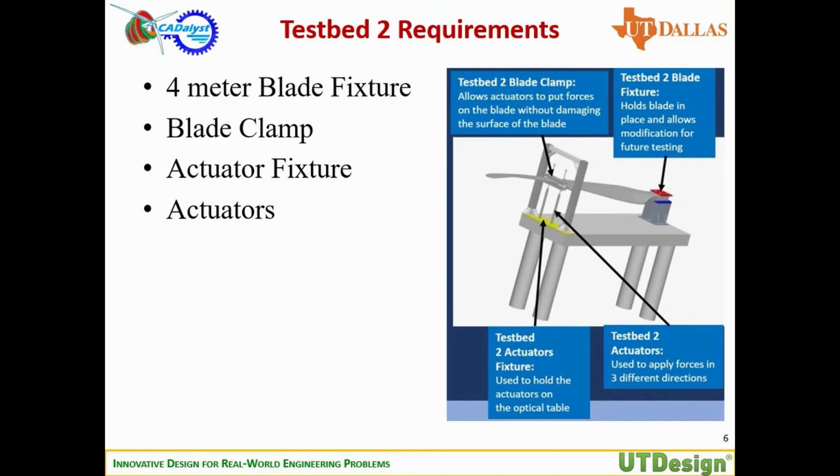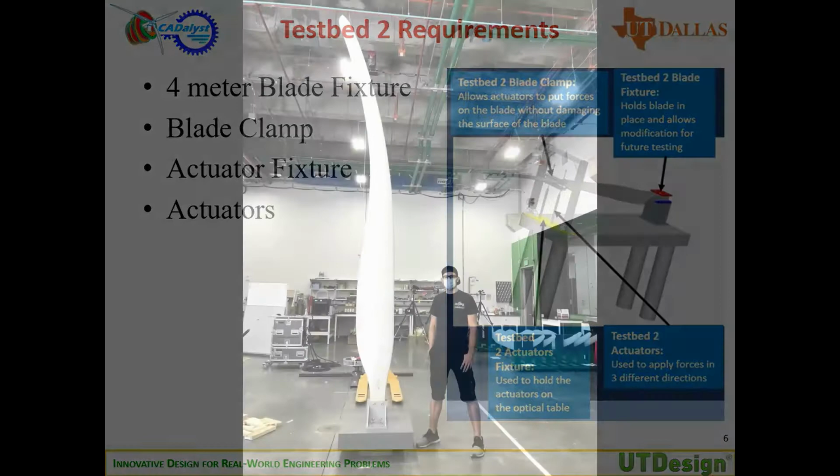So we designed the blade clamp, which encases the end of the blade in foam, and it allows us to attach the actuators to the blade without causing damage to the blade. The actuators are responsible for applying the forces in all 3 directions to the blade, and they are connected to the actuator fixture as shown in the picture, and the blade clamp as well. The blade fixture is simply responsible for holding the blade in place at the end of the table. So next we will be moving on to the demonstration of testbed 1.